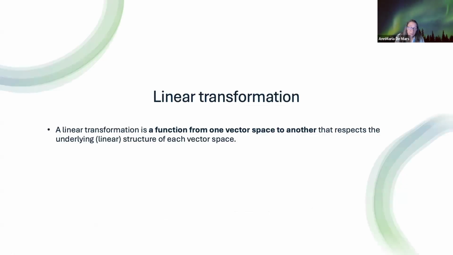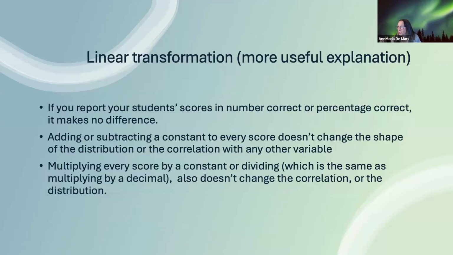This is a useless, in my opinion, very mathematical, but useless kind of explanation. A linear transformation is a function from one vector space to another that respects the underlying linear structure of each vector space. And if we're in a linear algebra course, which actually I like, we could go on about that. But here's a more useful explanation.